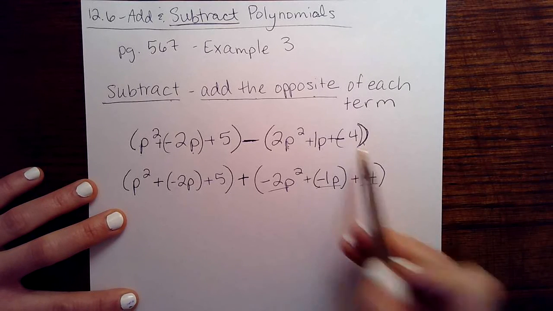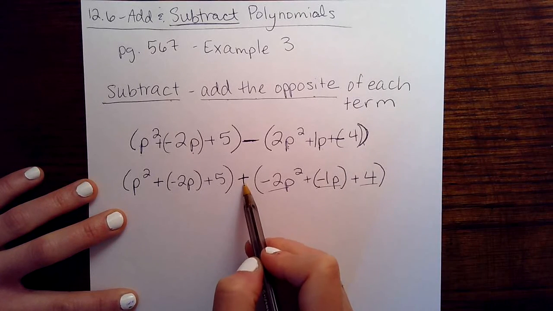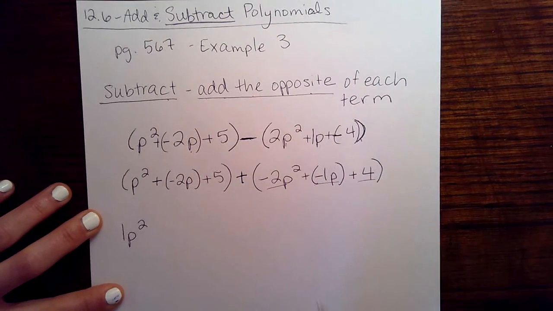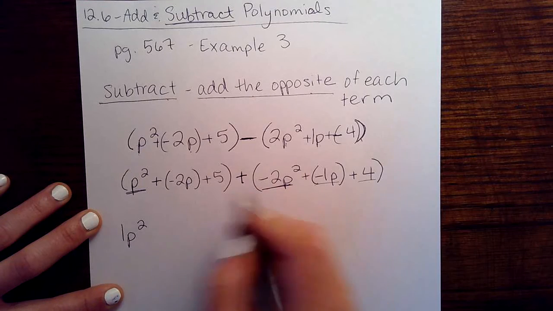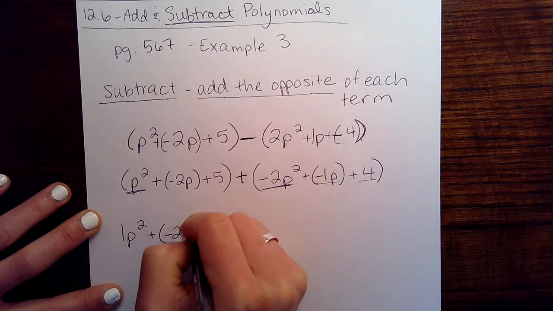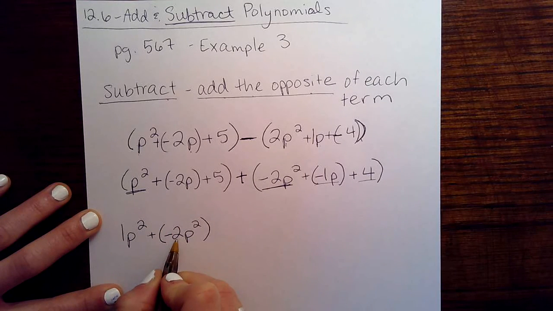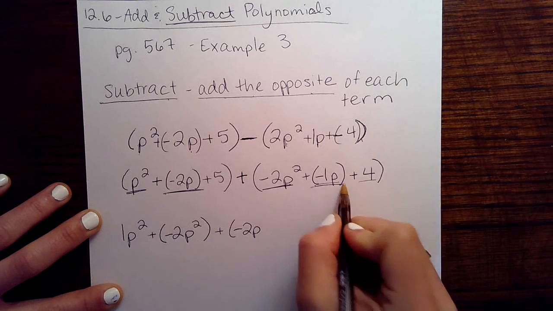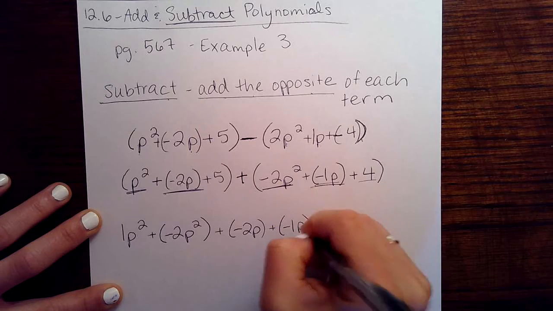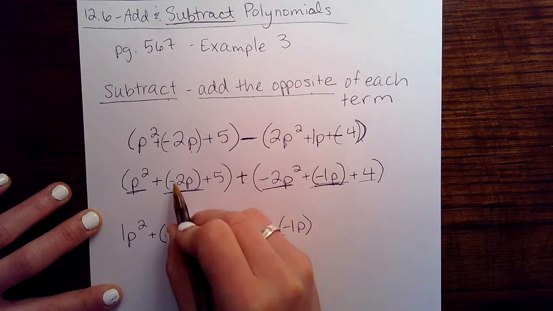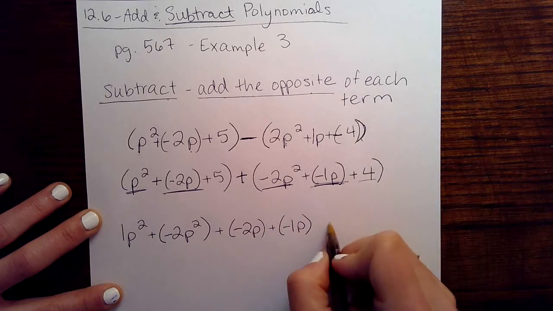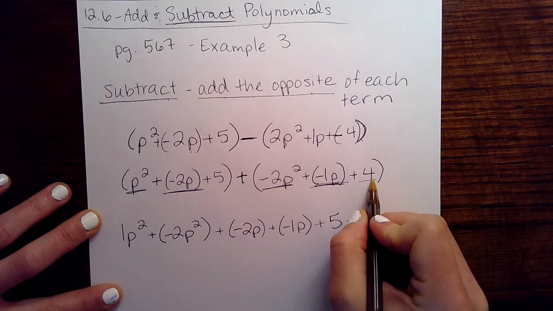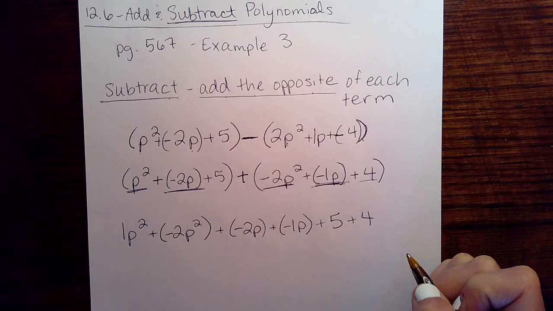So once I've rewritten it, I now have an adding polynomials problem. I can find my like terms. p squared is the same as 1p squared, and there's plus negative 2p squared, plus negative 2p and negative 1p. We keep those negative signs with their term. And finally, plus 5 and plus, this has become positive 4. We looked for each of those.